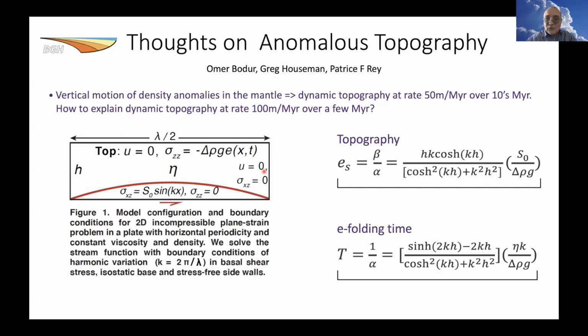It turns out that the topography is not a function of the viscosity structure of the plate, but it's only a function of the amplitude of the shear stress, which is S0 here. And it turns out that the timing or the tempo of that topography is a function of the viscosity, as well as, of course, the density contrast between the plate.